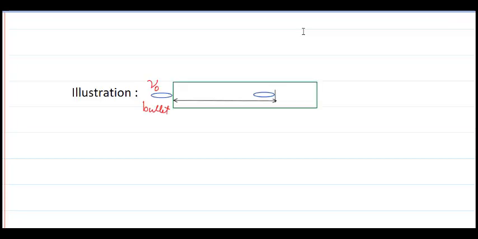So this is our bullet just before hitting the block of wood. And then the initial velocity is 500 meters per second. And then it penetrates to a distance x before it stops. So this is our final velocity, which is equal to 0.